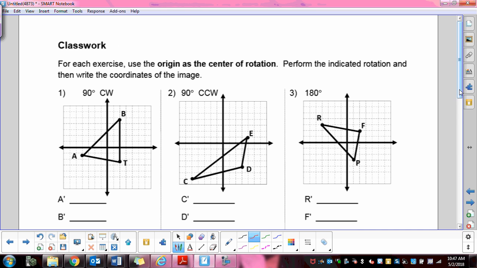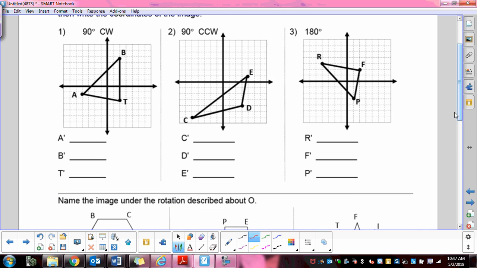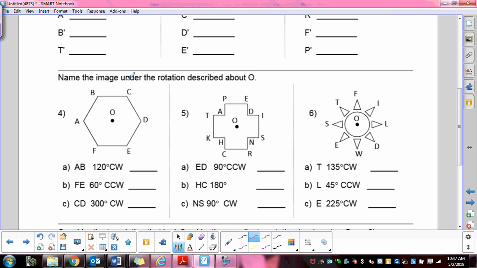All right, and we'll try maybe one of these. This is going to be classwork. We're pretty much done. So I'm going to try a couple out and see how it goes. So this one, it says, name the image under the rotation described below. So let's try 4. AB, what does AB go to when you rotate it 120 degrees clockwise? So clockwise means we're going to the right? And 120 means we're going to move it. Each one is 60. Let me just show you this. Each one is 60.